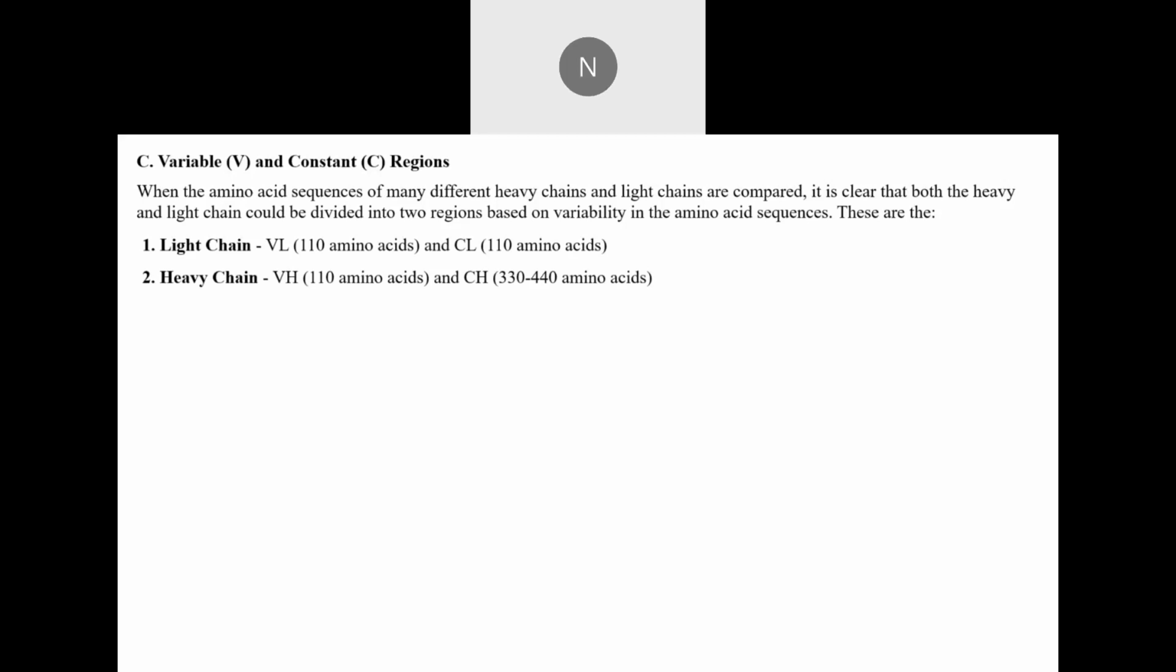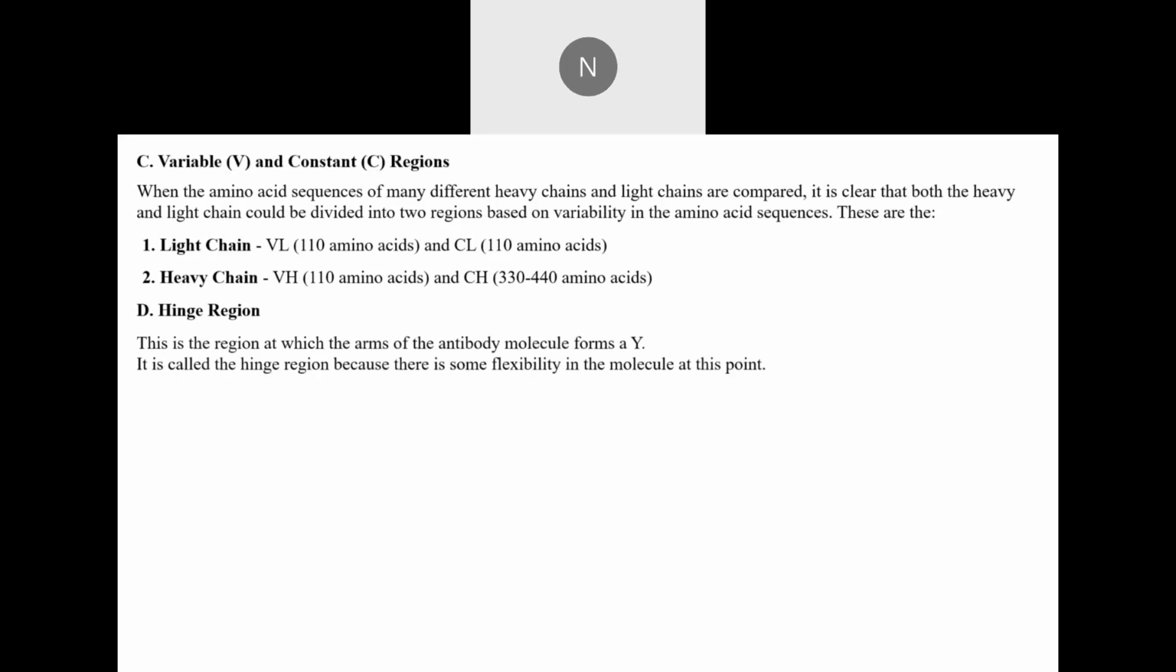Whereas the heavy chain has 110 in the variable region, but in the constant region, they have 330 to 440 amino acids. That is why it becomes heavy. So the constant portion of the heavy chain has more amino acids, whereas all the other areas have the same number of amino acids. And the junction where the two arms of the antibody form a Y is called the hinge region.